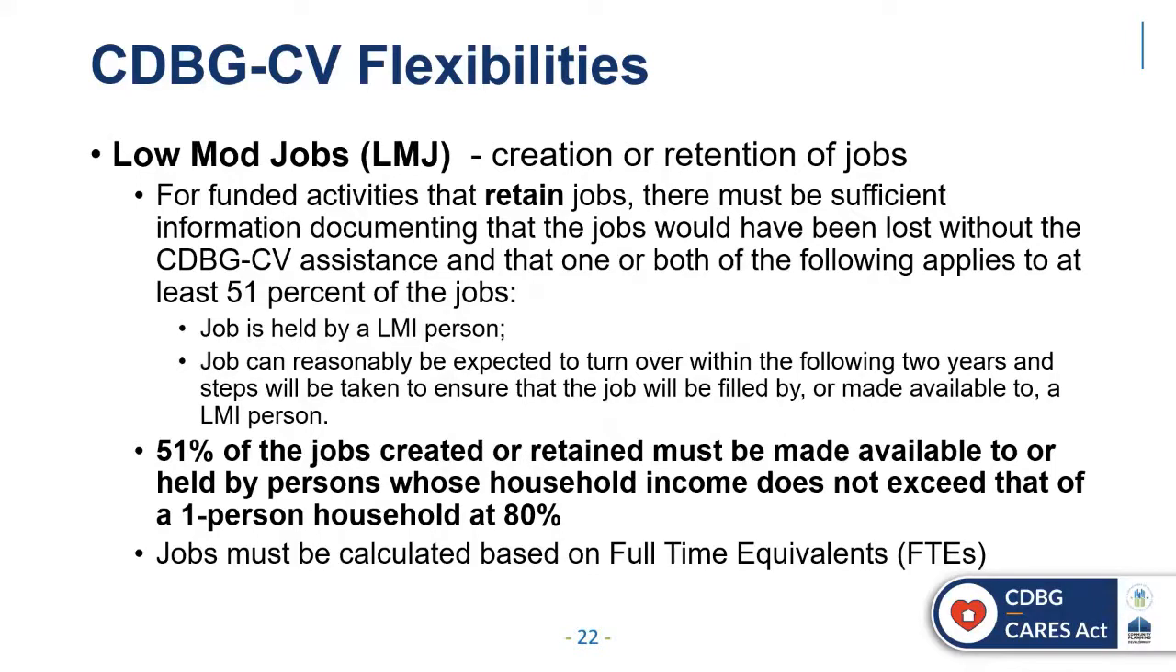HUD is also providing an alternative requirement that makes it much easier to document that a job is low mod. Rather than requiring the gathering of income data for the job seeker and the household, grantees and employers may consider individuals that apply for or hold jobs to be members of a one-person household for activities that prevent, prepare for, or respond to coronavirus. Thus, you only need to document one of the following.